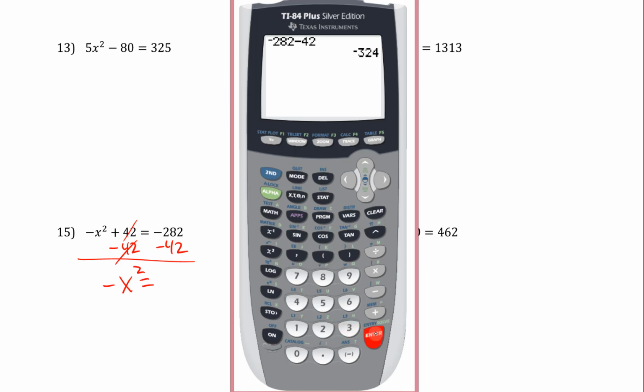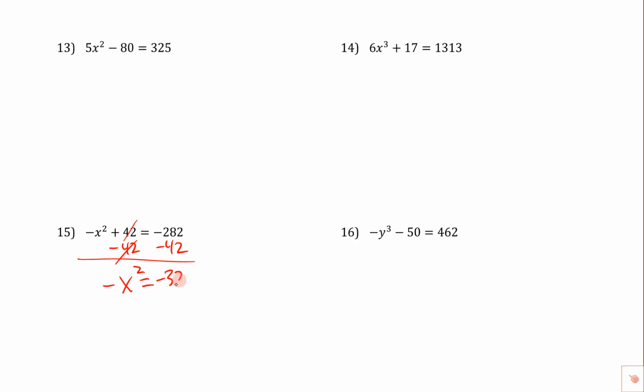And we get negative 324. So negative 324. Now I'm hoping that rings a bell. So I'm going to leave that as it is right now. You think about that for just a second and see if you can come up with what that is, because that should be a familiar number.